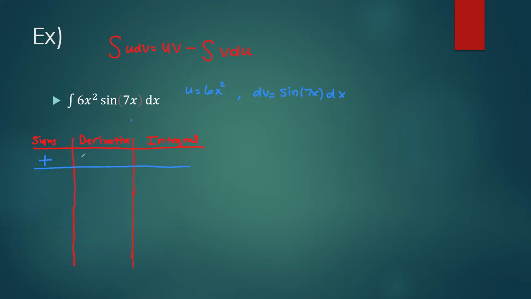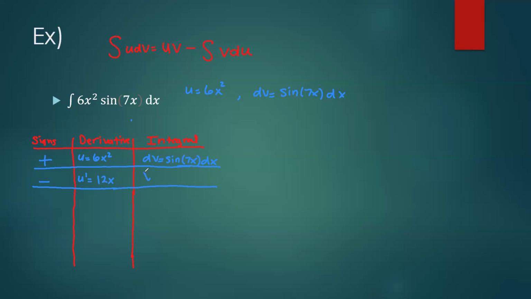So in the first row, for the derivative column, it's just going to be your u, which we said was 6x squared. And in the integral column, your first term would be your dv, which is sin of 7x dx. Then in the second row, the sign is going to be minus, and then it's going to be u prime. The derivative of 6x squared is 12x.